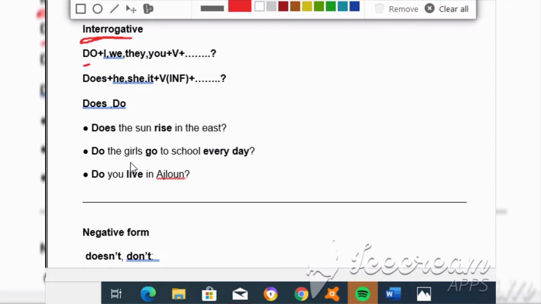Do the girls go to school every day? The sun is singular. We add does with the singular. Do with the girls, because it is plural. Do you live in Ajloon? You is plural. We add do with you. Okay?